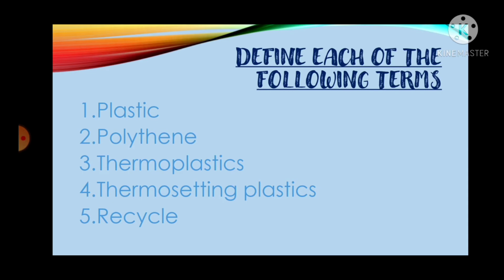Now let's see what is polythene. Polythene is a thermoplastic which is strong but flexible and can be rolled into thin sheets or molded into any shape. It is used for making polythene sheets and polythene bags.